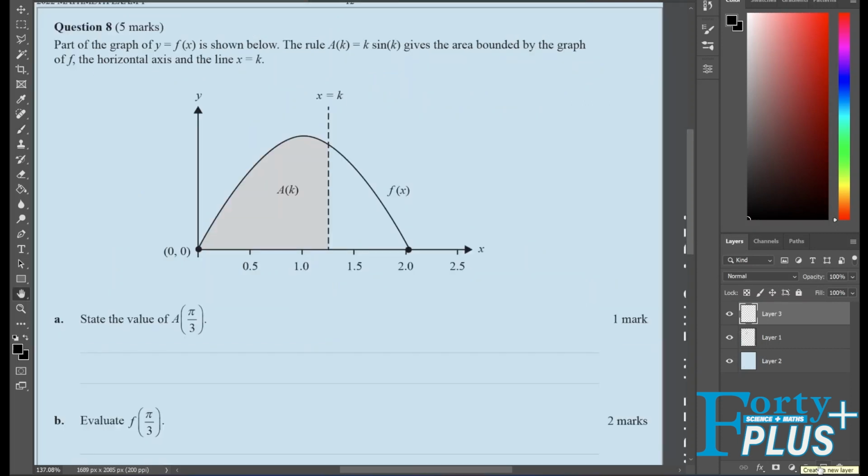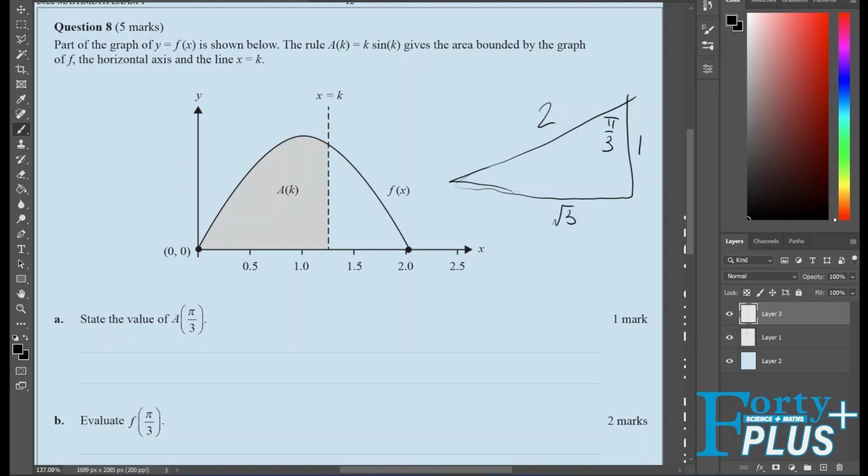Question 8. Part of the graph of y equals f of x is shown below. The rule a of k equals k sine k gives the area bounded by the graph of f, the horizontal axis, and the line x equals k. State the value of a of pi on 3. So first we're going to draw out our triangle, which involves pi on 3. So 1, 2, root 3 triangle, pi on 3 is up here.